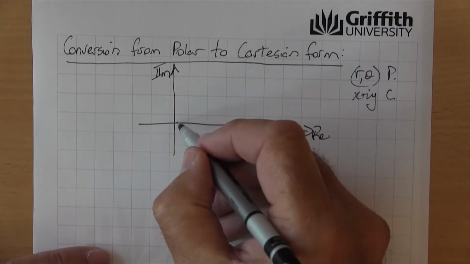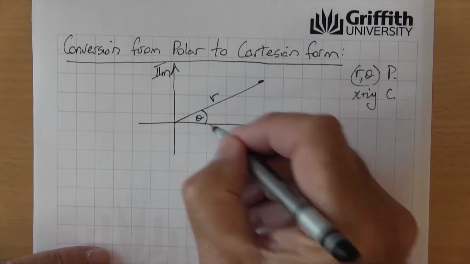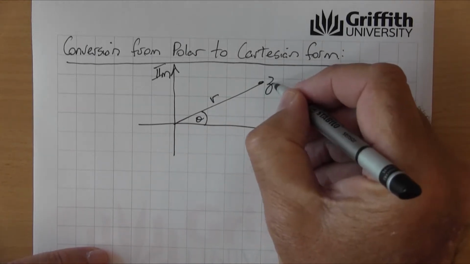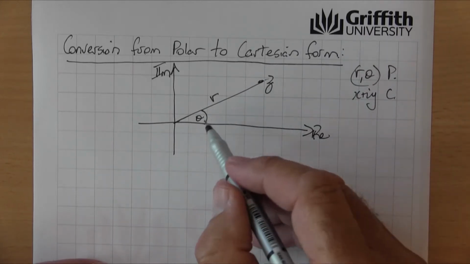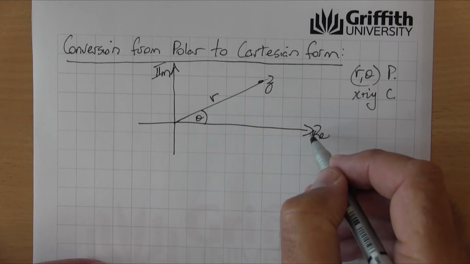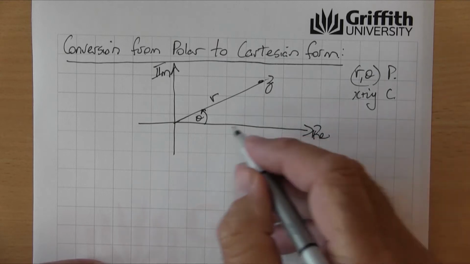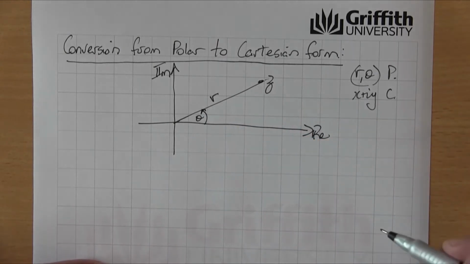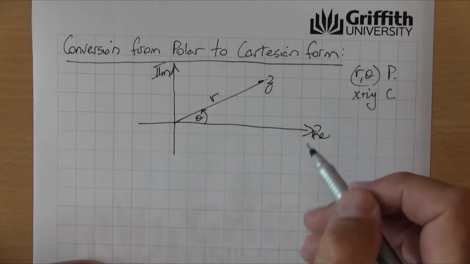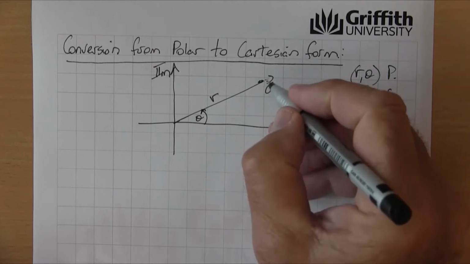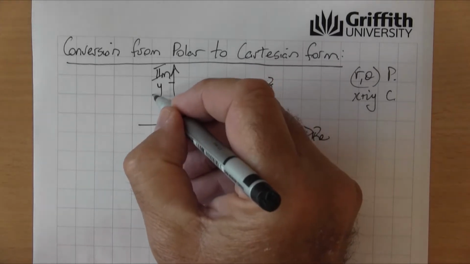So this would be r, and this would be theta. So here is my z in polar form, r units out there, and theta always starts at 0 going out towards the positive x real axis and going in the anti-clockwise direction. So we want to know how to come up with x plus iy for this complex number. This would be my x value, and this would be my y value.